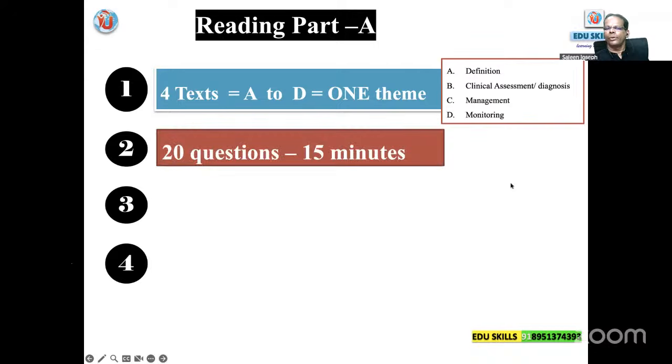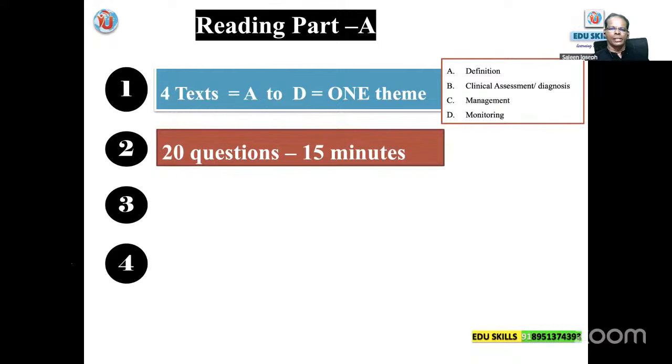Okay, four texts, text A, text B, text C, and text D, but then one theme. Very often I have seen wrong teachings in many platforms saying there is no connection between text A, B, C, and D. Definitely that's about one single theme. So the link connection between the texts is very important for you to do it faster.